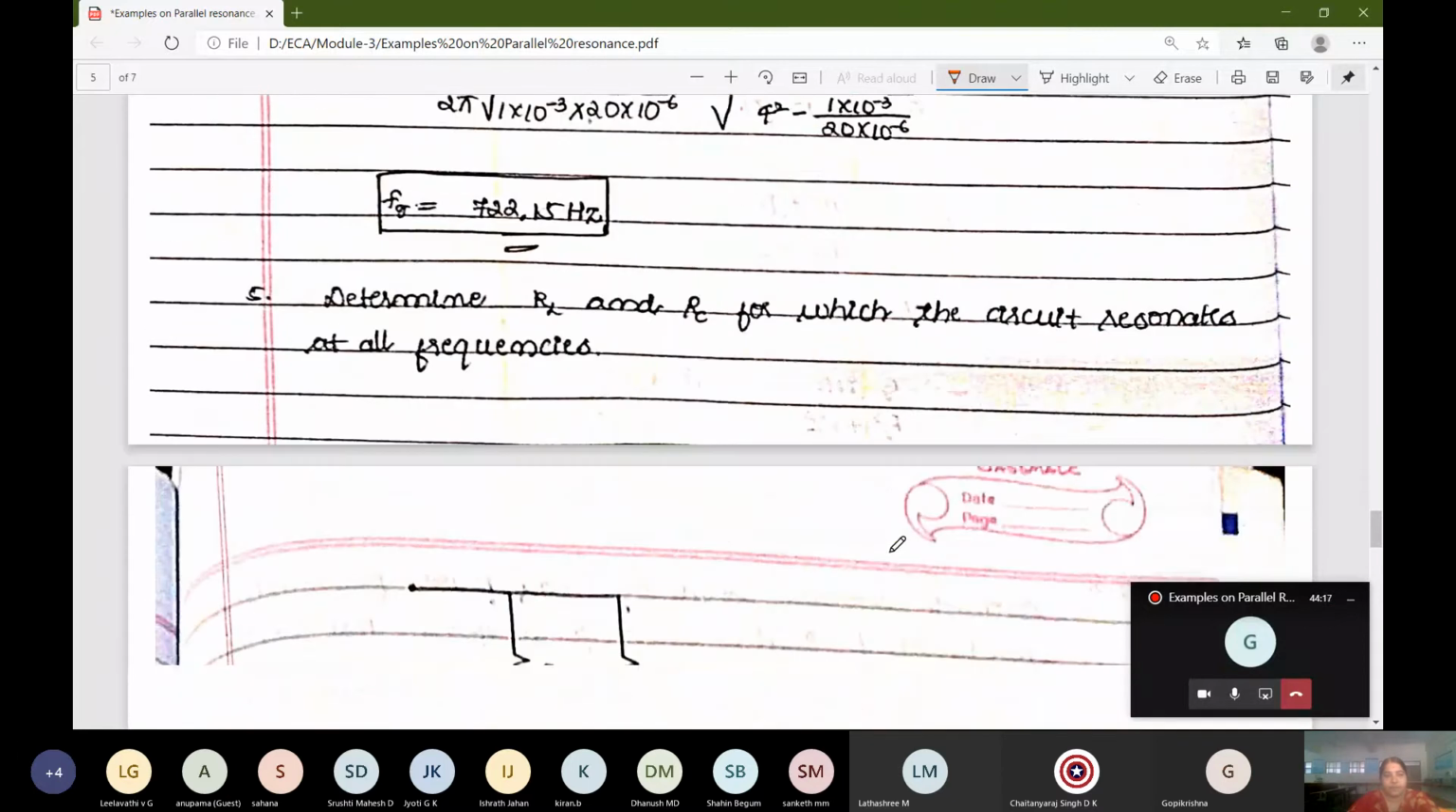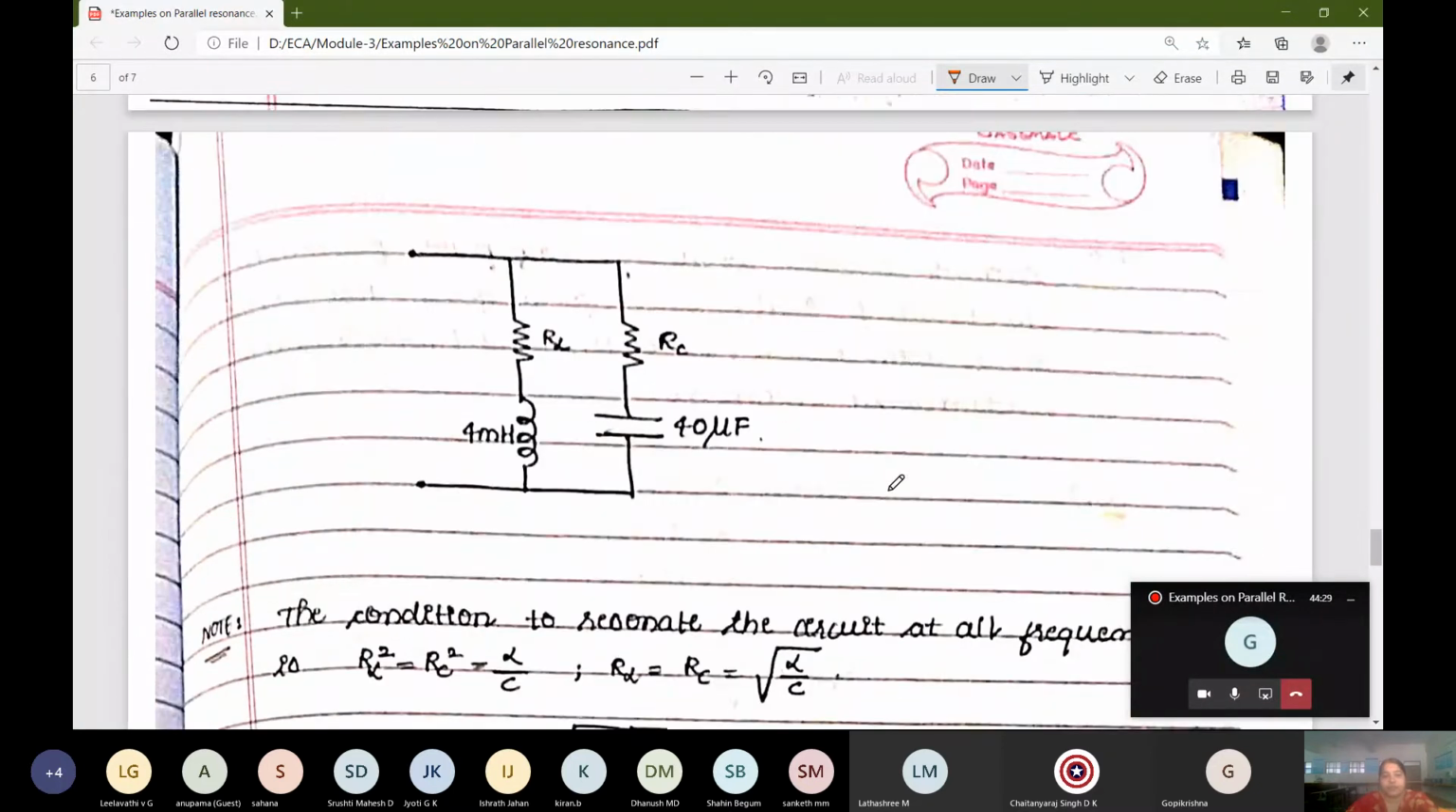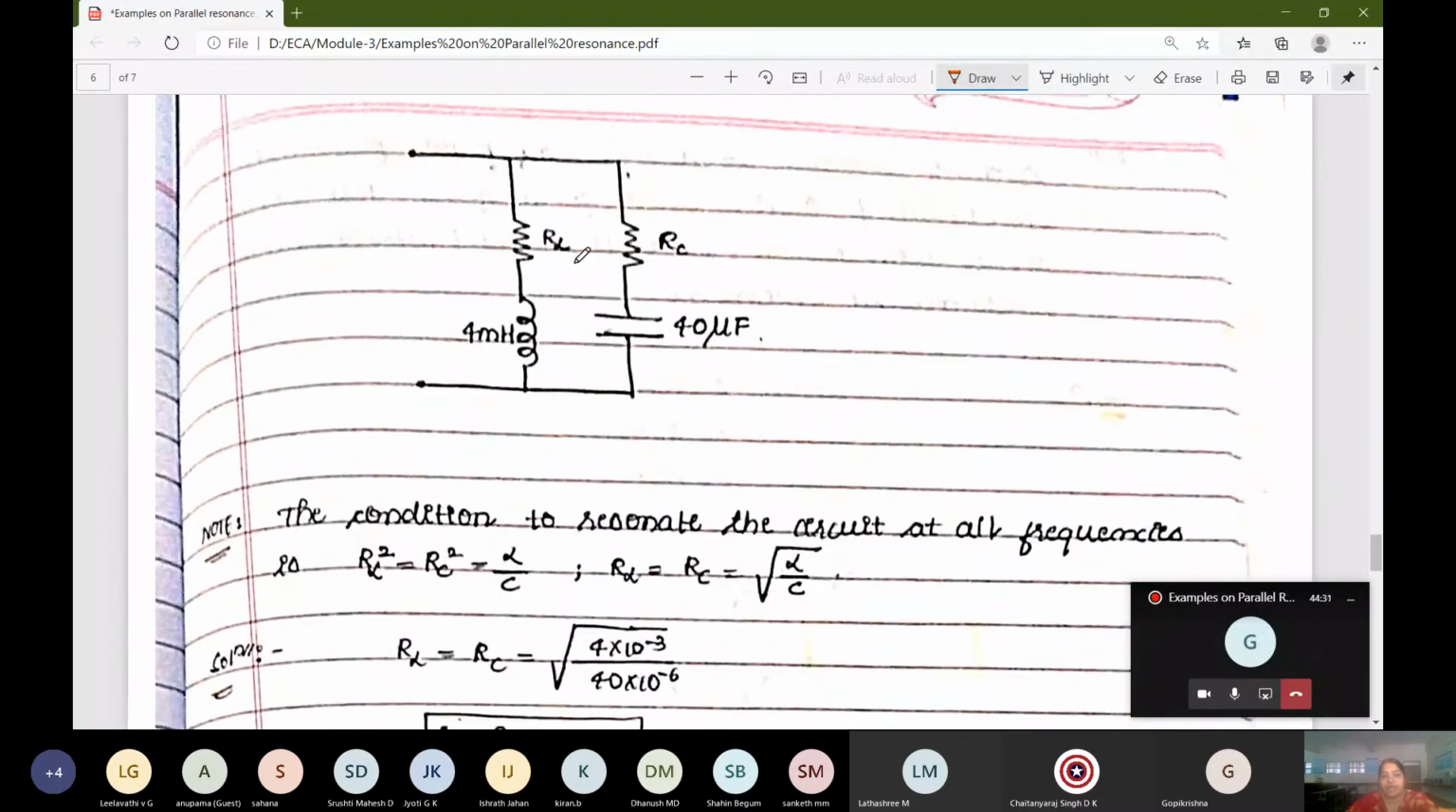So this is one problem. Next here, this is also a very important one. Determine RL and RC for which the circuit resonates at all frequencies. Okay, you have to determine RL and RC. So we have a formula. They have given this network RL and RC. You have to find out. They have given 4 millihenry L and C is 40 microfarad.